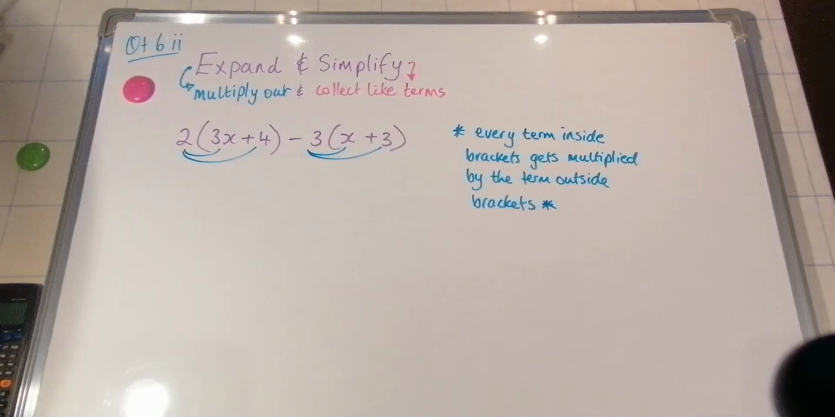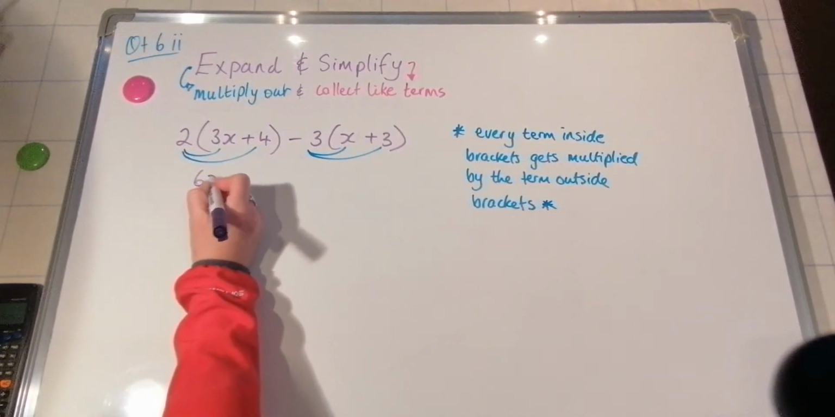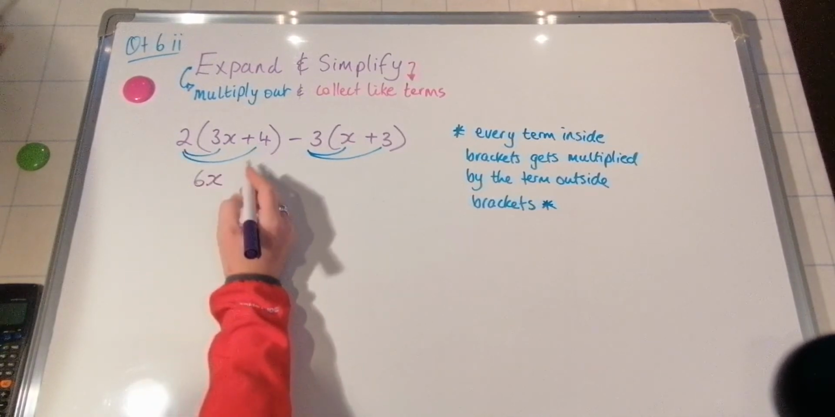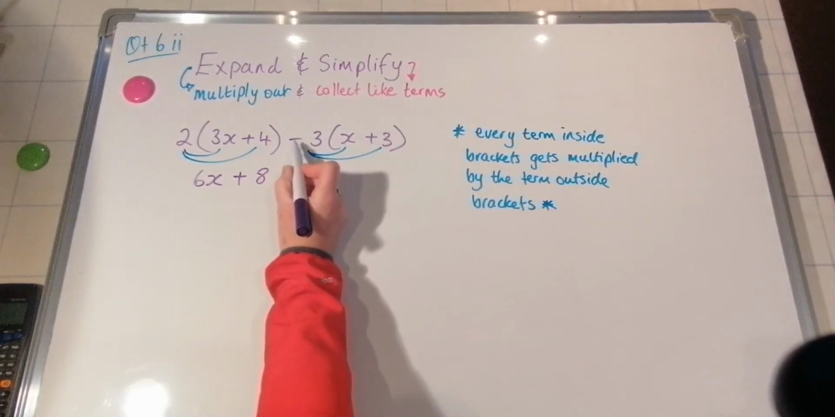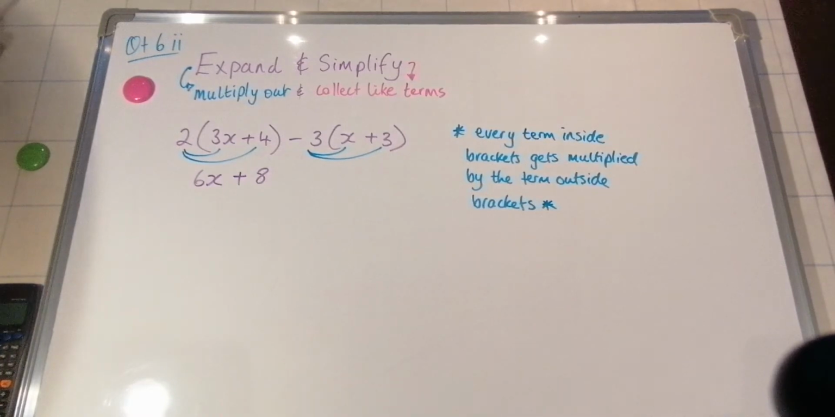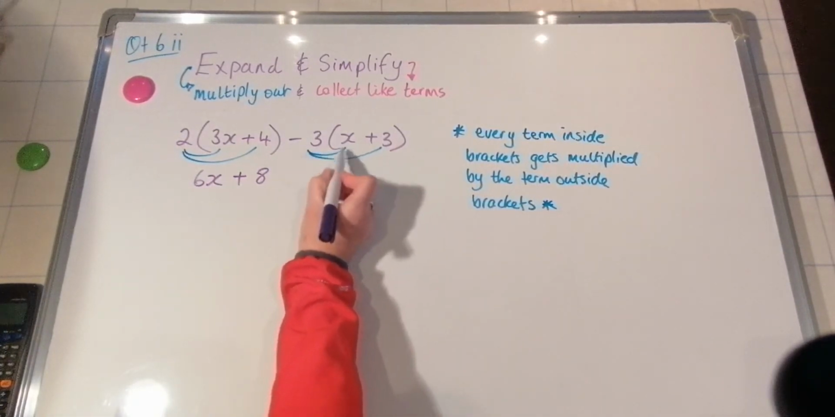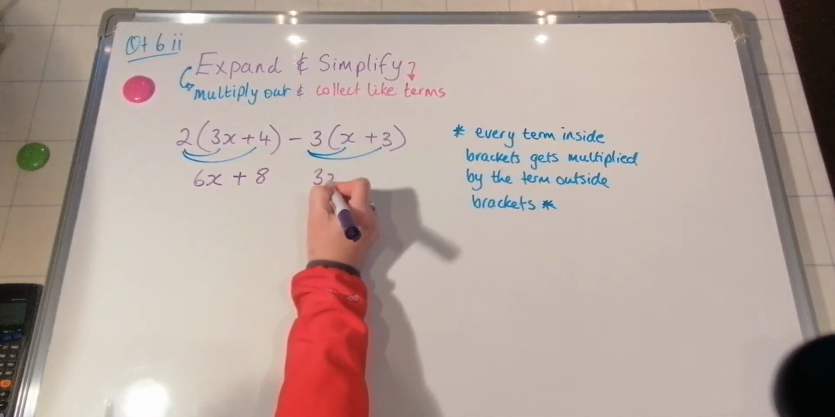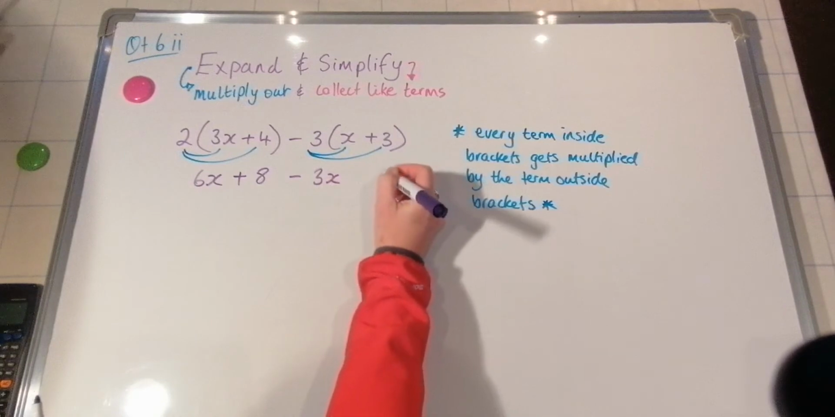So if I multiply out my first bracket, 2 times 3x, 2 times 3 is 6, so that's 6x, and 2 times 4, 2 4s are 8. So that's my first bracket expanded. The second bracket then, remember that you're multiplying by a negative 3. If you see one negative, it's going to go negative. Double negatives, remember, will bring you back to positive. So negative 3 times x, 3 times x is 3x, as we say, that's negative. And then 3 times 3, 3 3s are going to give us 9.